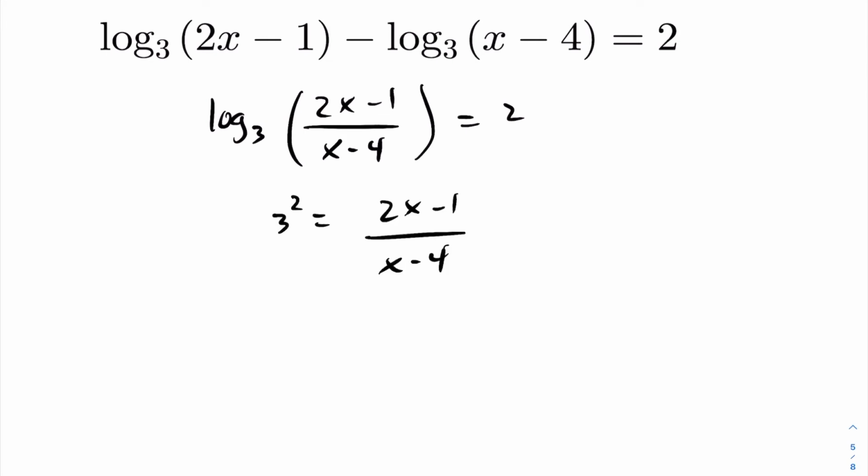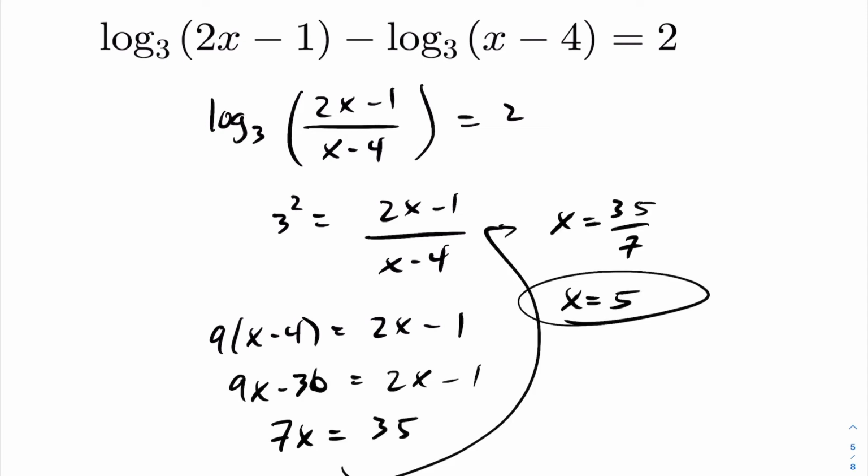Anytime you want to solve a rational equation, you want to multiply across by your denominator. So this time, I'm going to multiply across by x minus 4, and we get. And notice here, 3 squared is 9. I'm going to expand everything out and solve for x, giving us. So distributing the 9 and solving for x here, we get x equals 5.